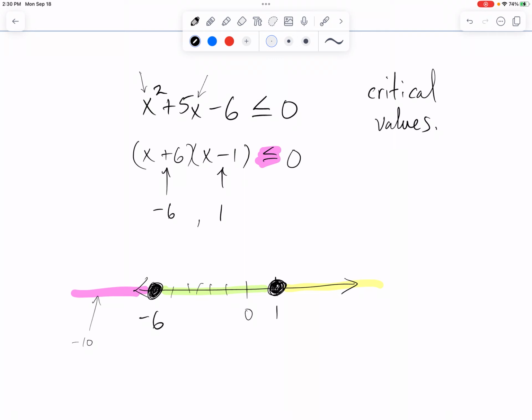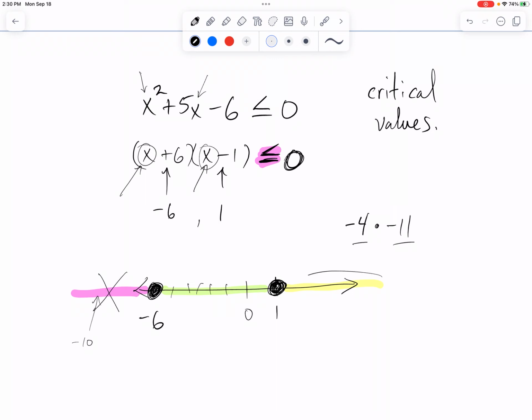The reason why I haven't plugged it in there is it's easier to plug it in right here. What's negative 10 plus 6? It's negative 4. What's negative 10 minus 1? That's negative 11. So what's negative 4 times negative 11? It's positive 44. The key word there, it's positive. Positive stuff is never going to be less than or equal to 0. It's not. So this stuff, once again, is not working for me.